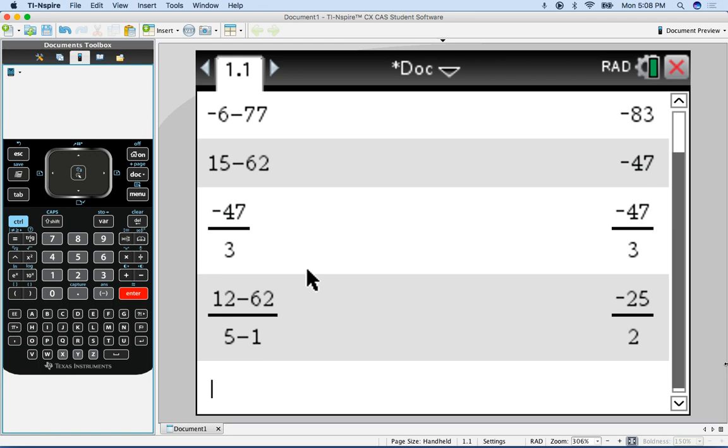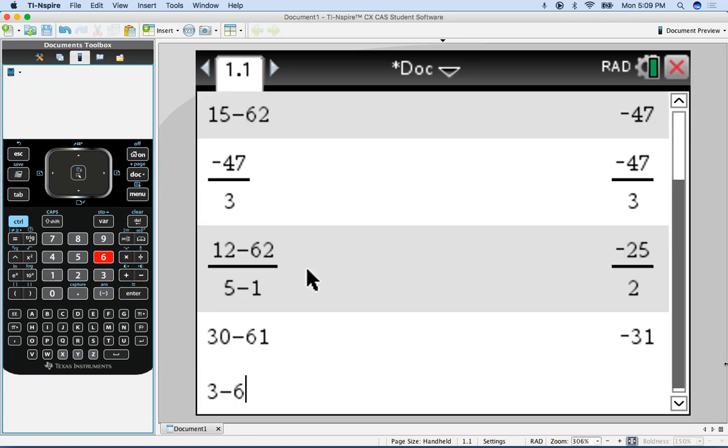So let's look at 30 minus 62 over 2 minus 1. That was the one in blue. The other one is 12 minus 15 over 5 minus 4. Okay, so this is a -3, and 30 minus 62.